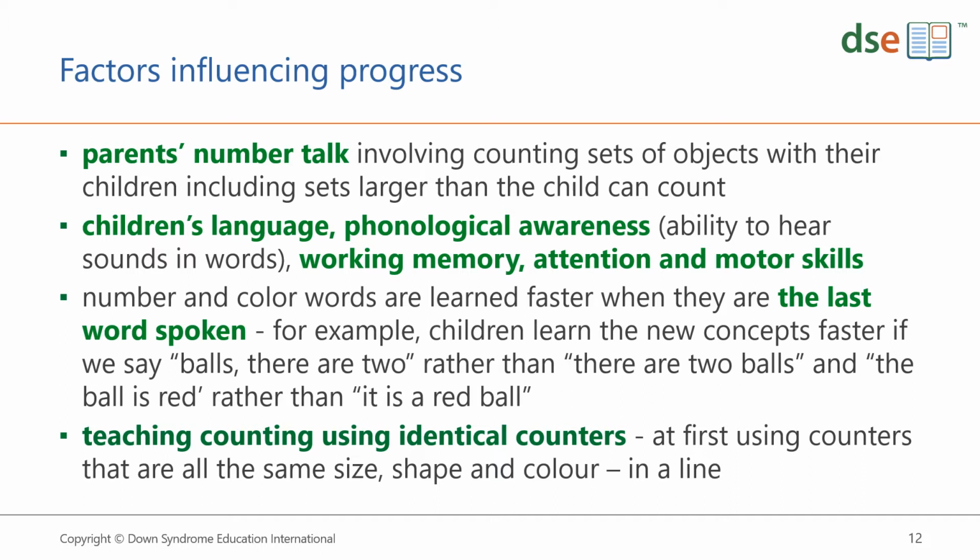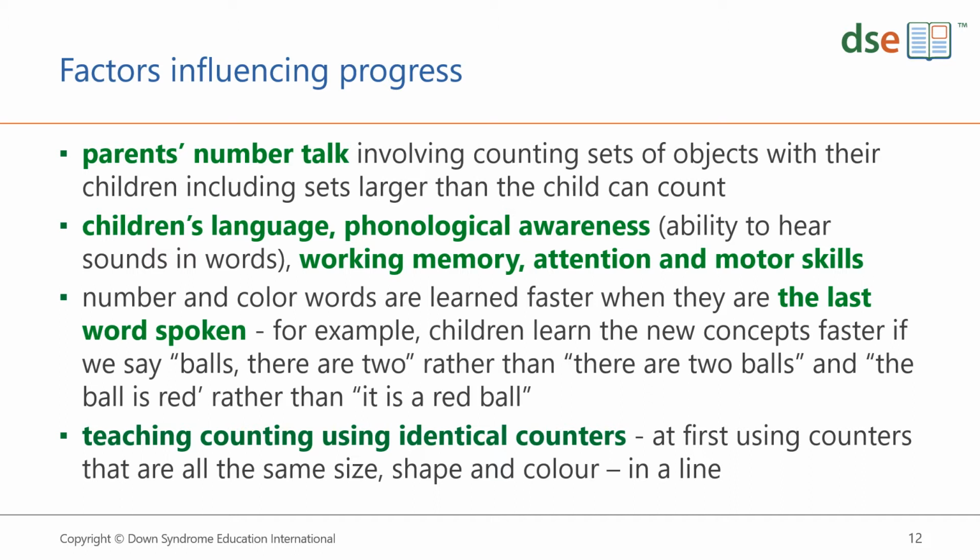We also know from research for all children that children who have language delay have a more limited phonological awareness, the ability to hear sounds in words, have working memory delay, have attention issues, motor delay. These all affect the speed at which they learn to count and calculate. People looking at strategies that work when teaching have shown that new concepts, difficult new concepts like number and colour words, are learned faster when they're the last word spoken. So, for example, if we say, look, balls, there are 2, rather than there are 2 balls, or we say the ball is red rather than it is a red ball, studies have shown children learn those new concepts for 2 and for red more quickly when the new concept is the last word.